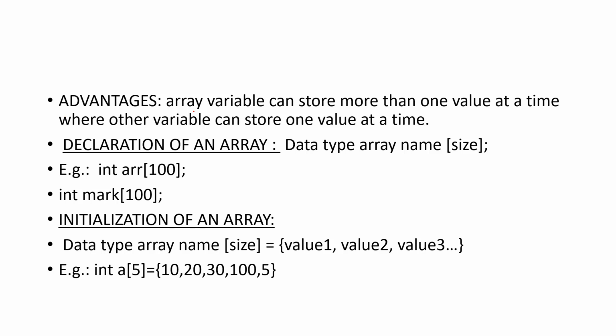Advantage of array: an array variable can store more than one value at one time, whereas another variable can store only one value at one time. For example, here I make an array. It is a 1D array of 5 size. It is integer type. Let's think it is integer type.